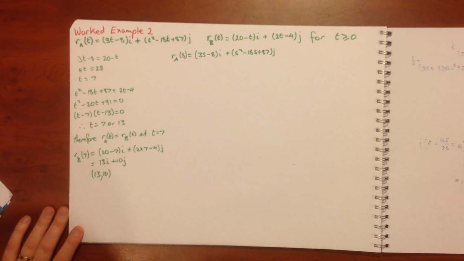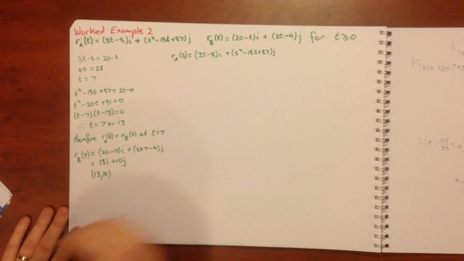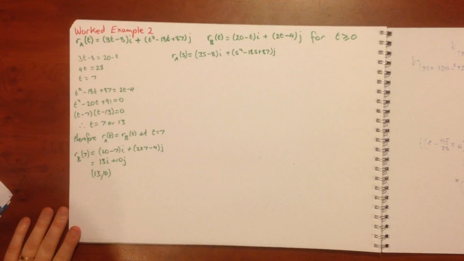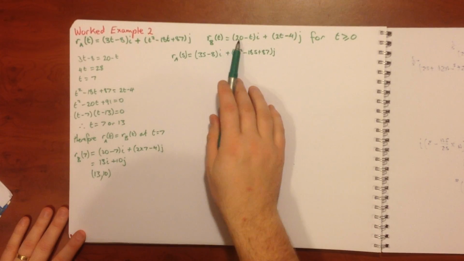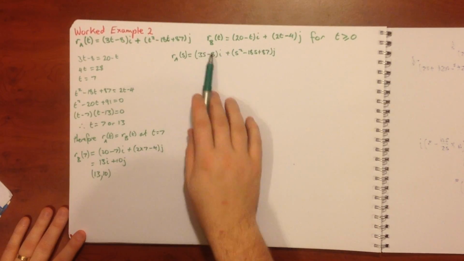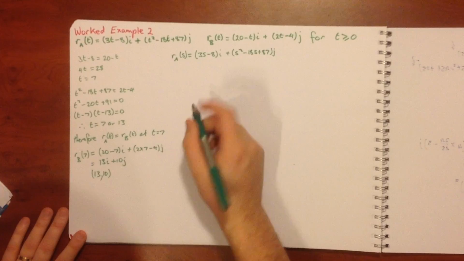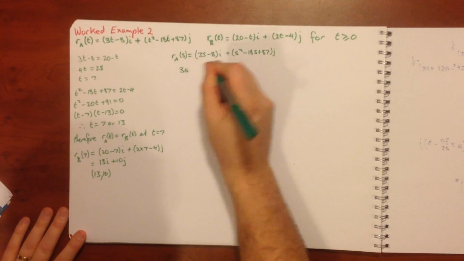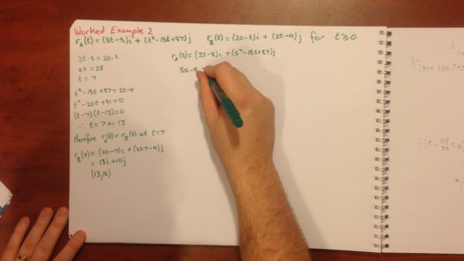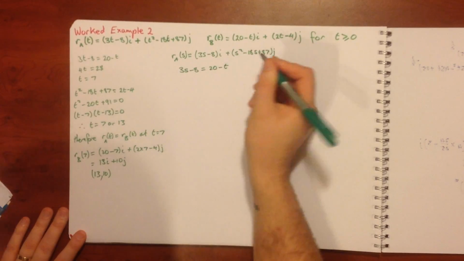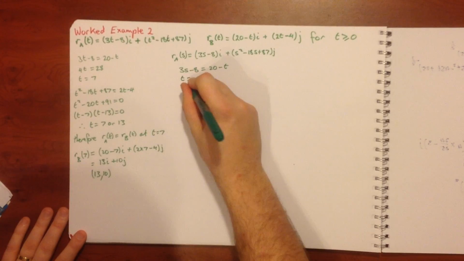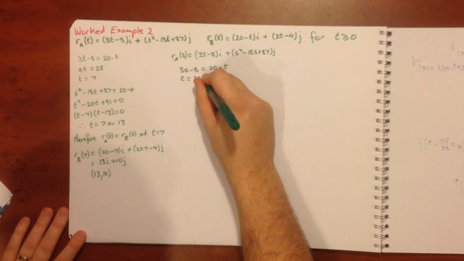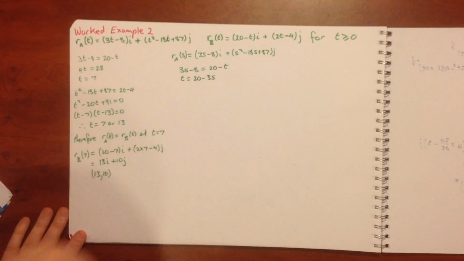We can leave our RB of t alone at the moment. What we then do is again look at solving our coefficients of i. So we've got 3s minus 8 equals 20 minus t. We can rearrange this for t, and we get t equals 20 minus 3s.